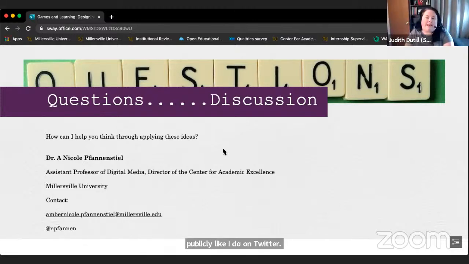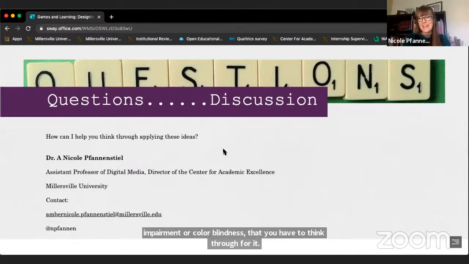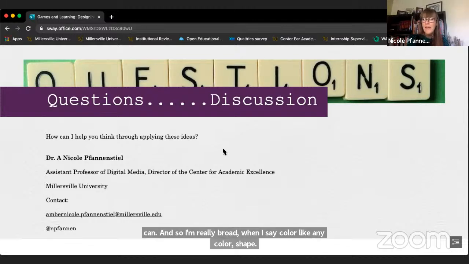When you do something with like the color post, this is a question that came through. Is there a consideration for visual impairment or color blindness that you have to think through? Yeah, because you want to make sure that it's as accessible to the largest number of players that you can. And so I'm really broad when I say color. I'm like any color, shape, texture, whatever is resonating with you.